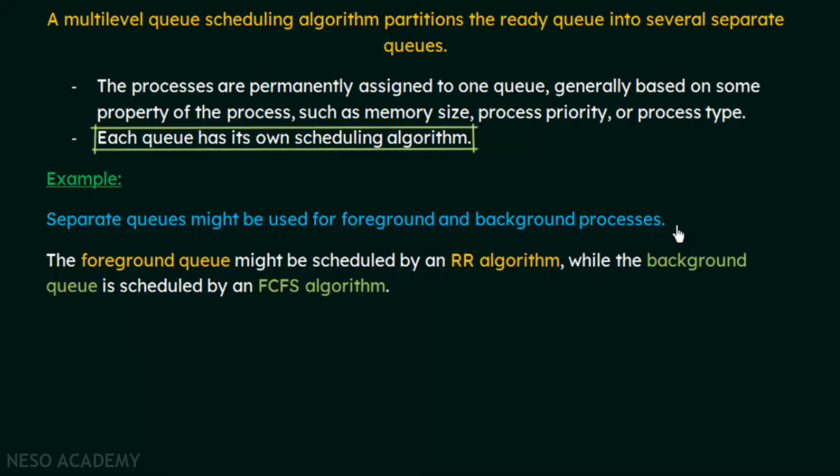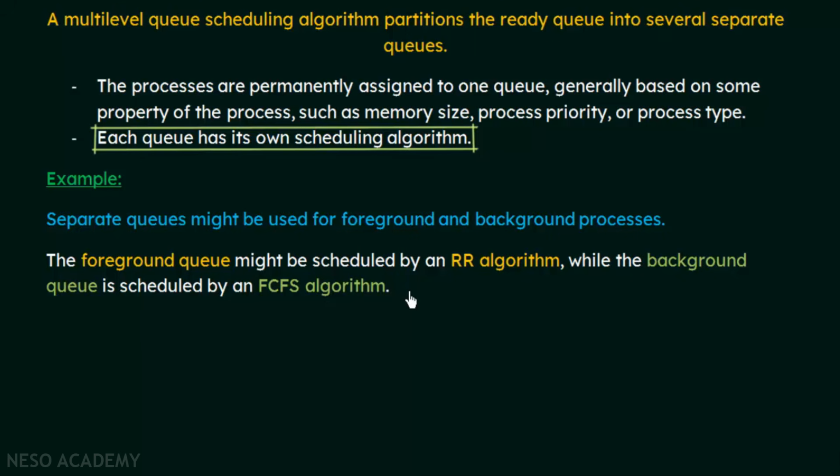So let's say that there are separate queues for the foreground processes and the background processes. The foreground processes belong to one queue and the background processes belong to another queue. And then the foreground queue may be scheduled by an RR algorithm while the background queue is scheduled by an FCFS algorithm. So remember what I told you about the foreground and background processes in the beginning.